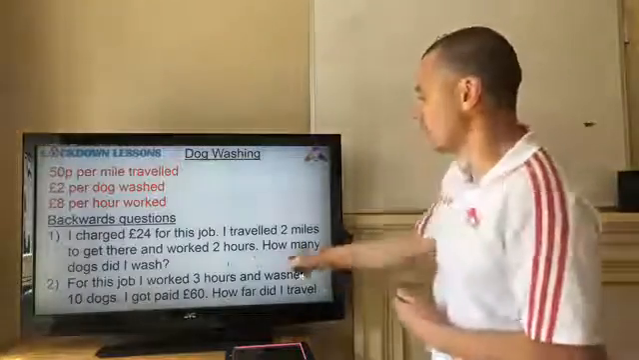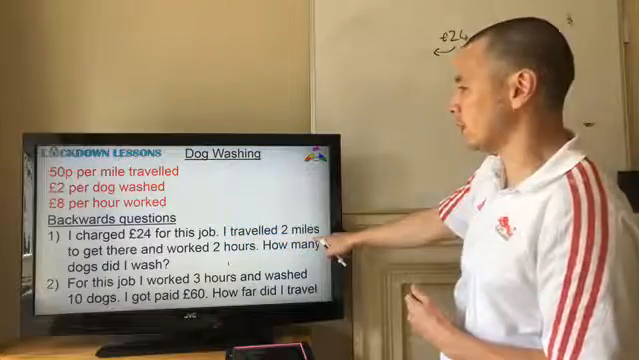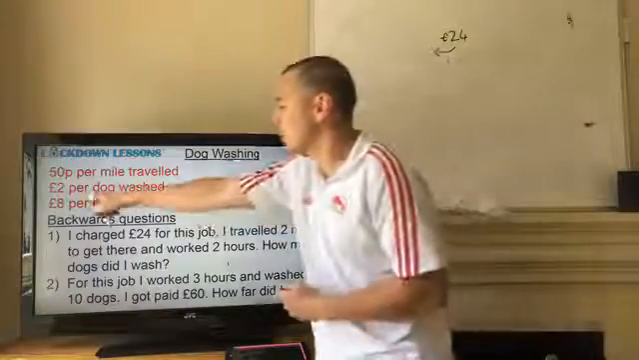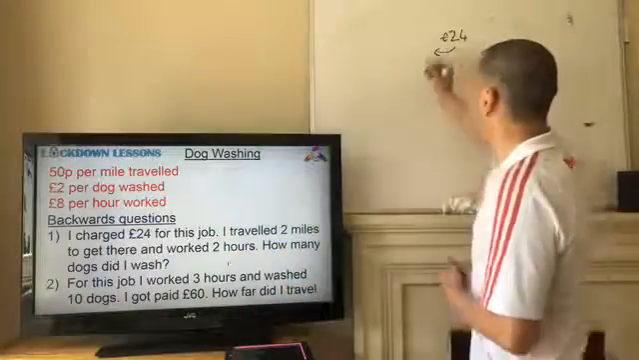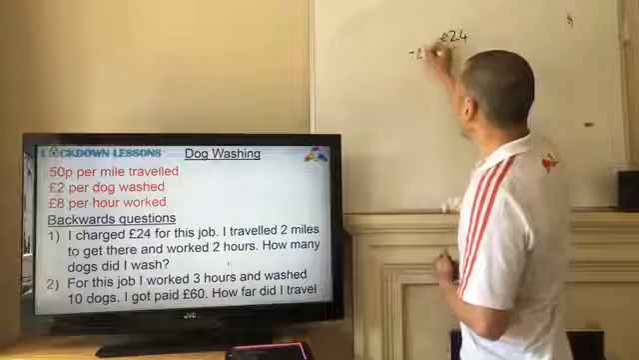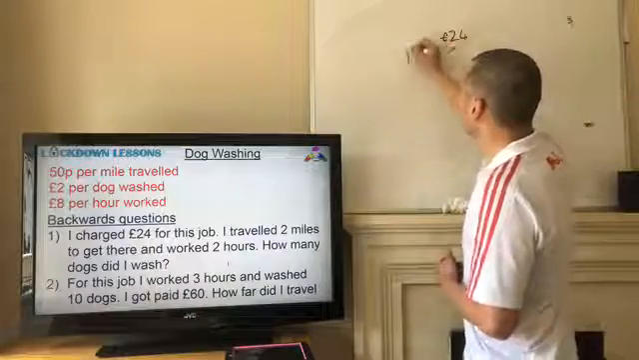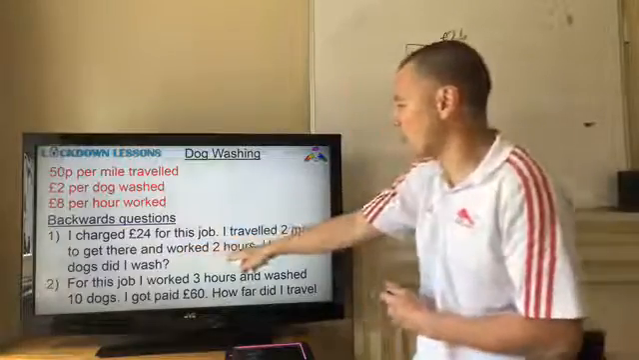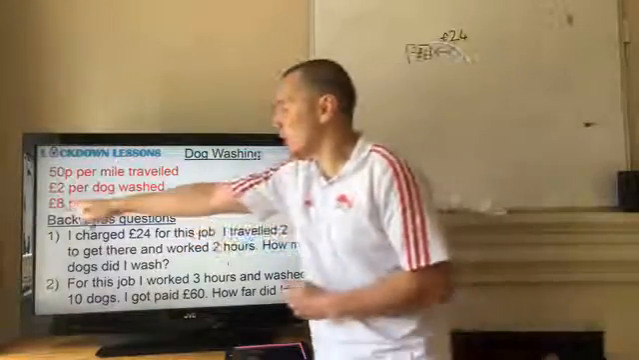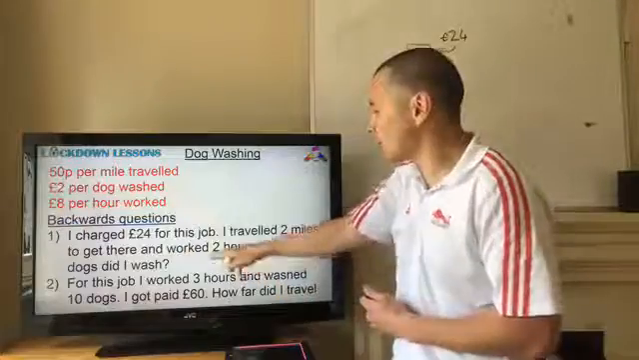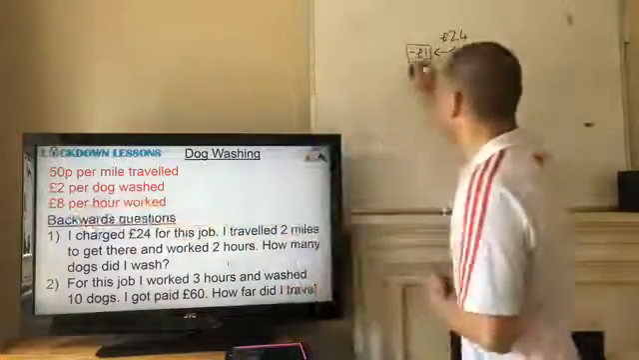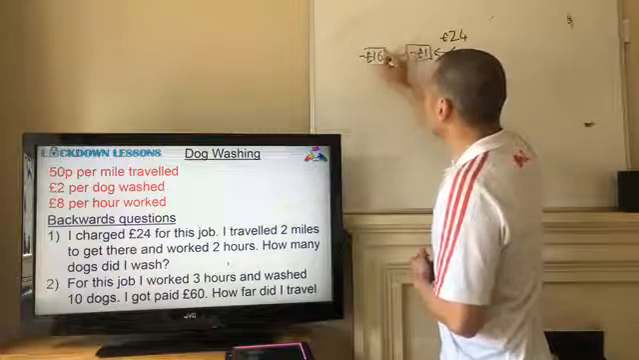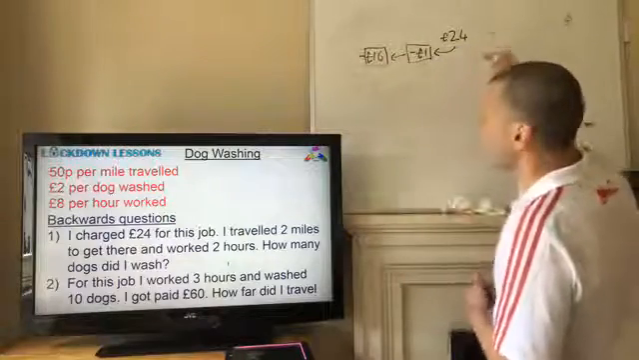So the first thing I'm going to do, if I travel 2 miles to get there, so 2 miles would cost me 2 times 50p, which would be £1. So I'm going to take away the pound from my 2 miles. I worked 2 hours. So 2 hours would cost £8 for 1 hour. So 2 times 8 is 16. So I then need to take away £16. So I'm working in reverse, aren't I?